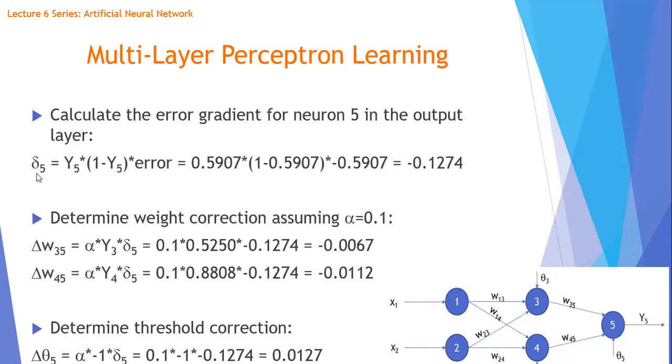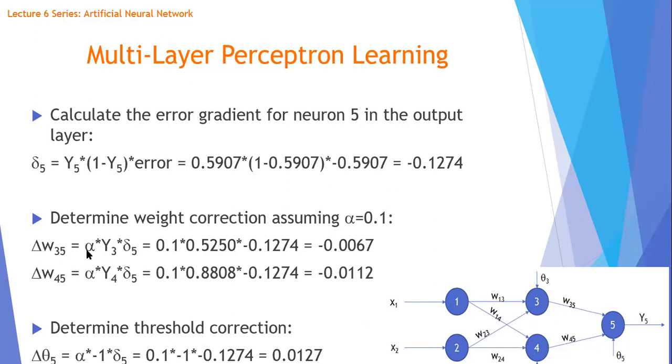Next step, you work out the error gradient, which was Y5 into 1 minus Y5 times error. For the error gradient in the output layer, you can use the error because it's available. So you just replace the value you get for Y5 into 1 minus Y5 multiplied by the error, which we got as minus 0.5907. So this is what you get for the error gradient at this point. At this point, it means you can correct. Once you've got the error gradient at neuron 5, you can correct for W35, W45, and theta 5.